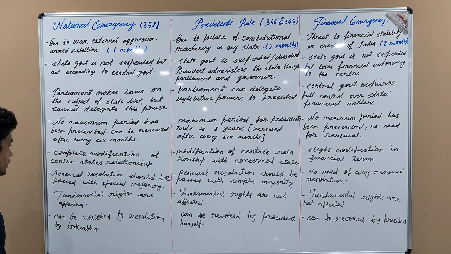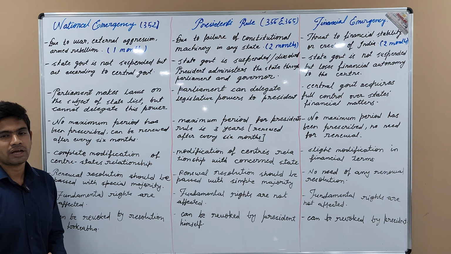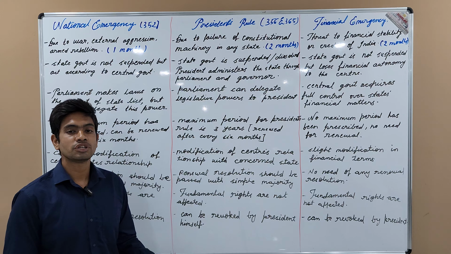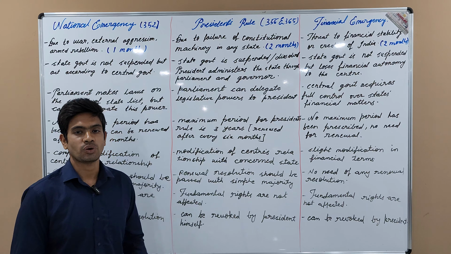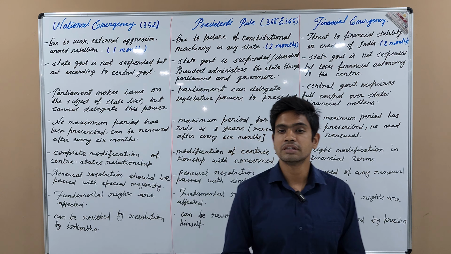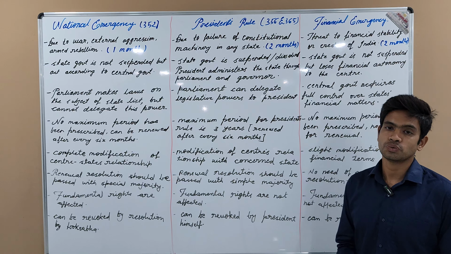Now, let's talk about the renewal. As I have already told, the national emergency requires special majority in both the houses after every 6 months. In case of president's rule, it cannot be renewed after 3 years. So the maximum period for which the president's rule can be imposed is 3 years, and beyond that it cannot be renewed. But whenever the renewal process has to be done, it has to be done with the simple majority. And in case of the financial emergency, it is the same. The financial emergency is also renewed with the simple majority in both the houses of the parliament.